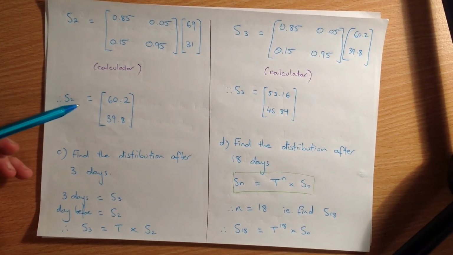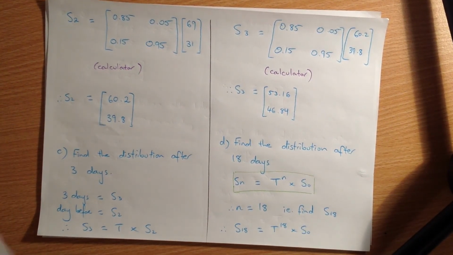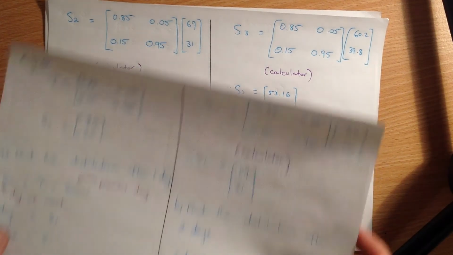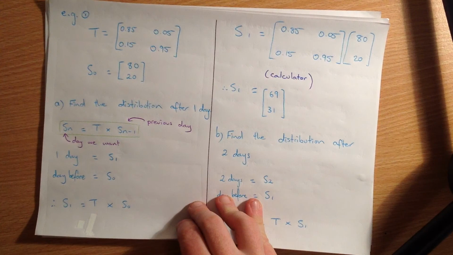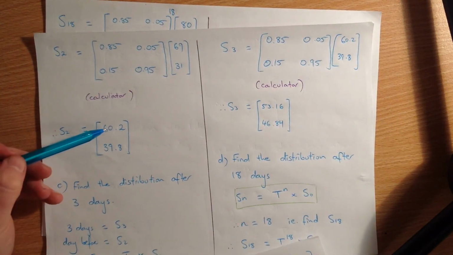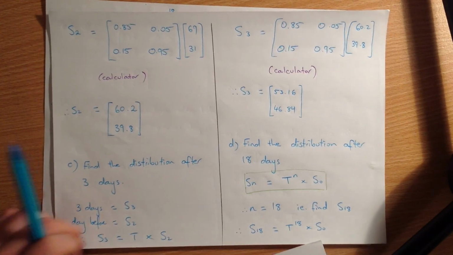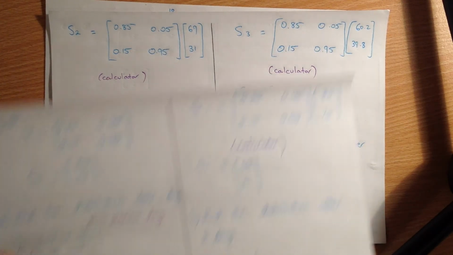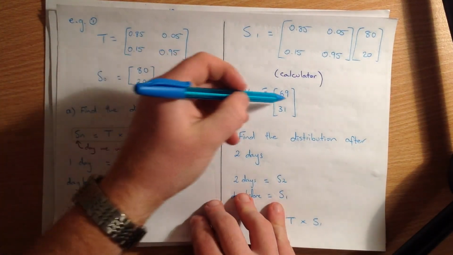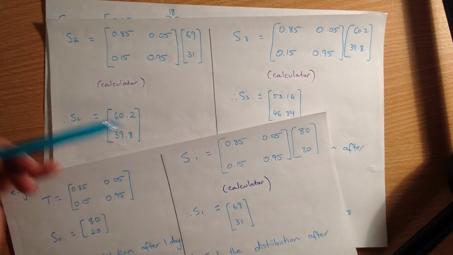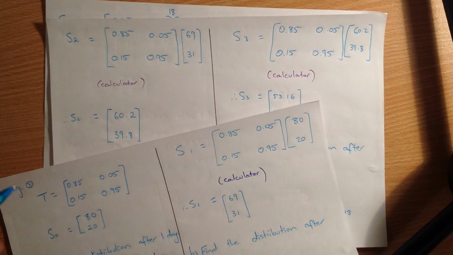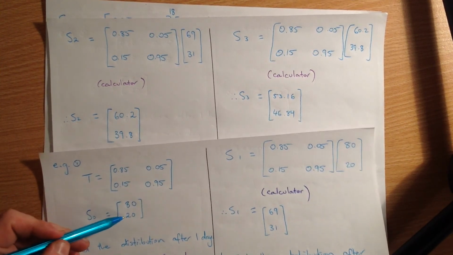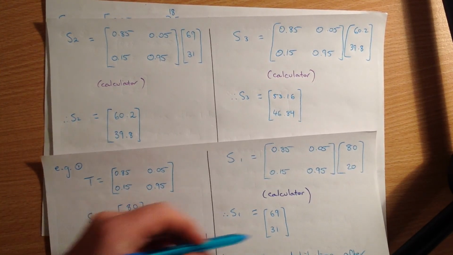So after 2 days, remember we started with 80 and 20. Let me show you that here. We started with 80 and 20. After 1 day we had 69 and 31. And after 2 days we had 60.2 and 39.8. Depending on how observant you are, you might notice that this went down about 11. And the next day it went down from 69 to 60.2, so it went down about 8.8, a bit less. Just like the first day this was at 20, and the second day it went up to 31.